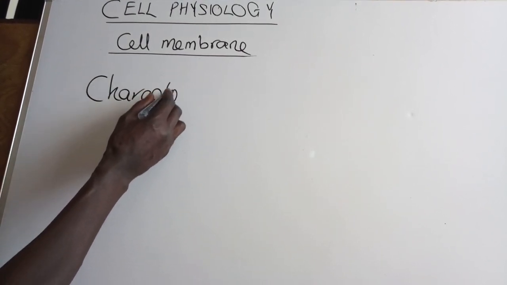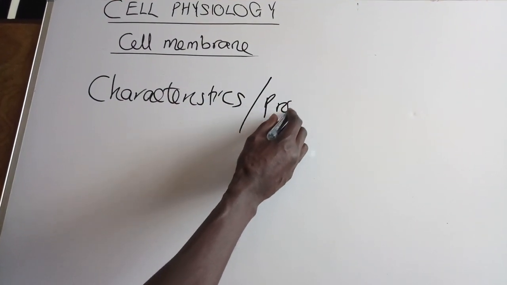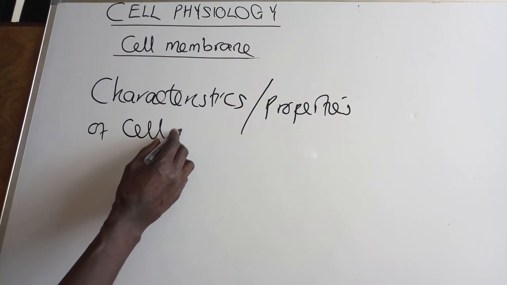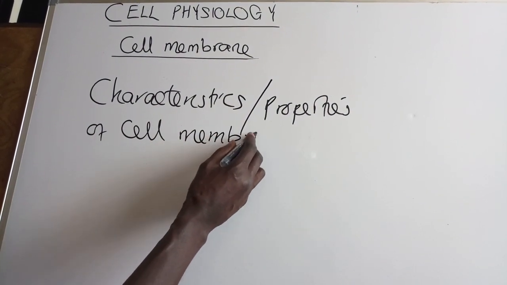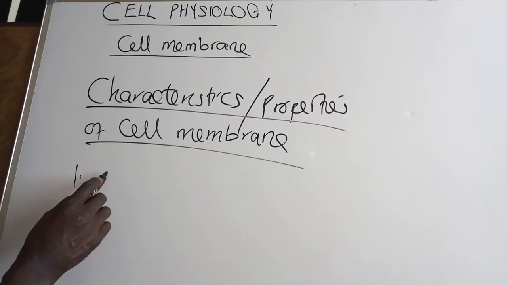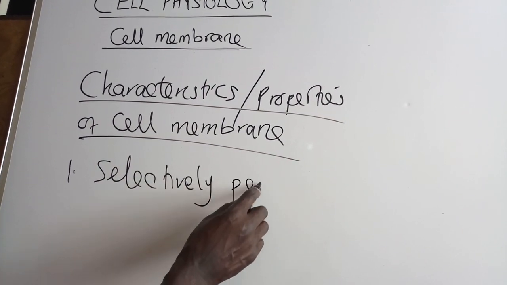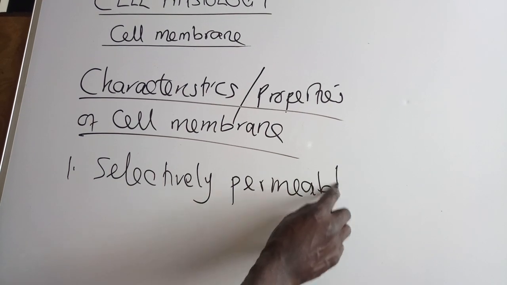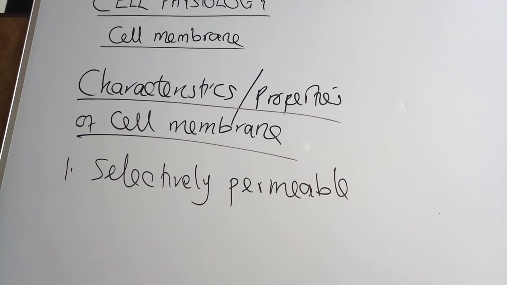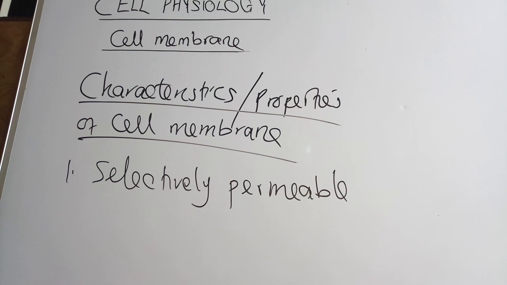So, the characteristics or properties of a cell membrane. One, it's selectively permeable. That means a cell membrane will only allow small-sized particles to pass through it while entering into a cell, while large-sized particles will not be allowed to pass through it.